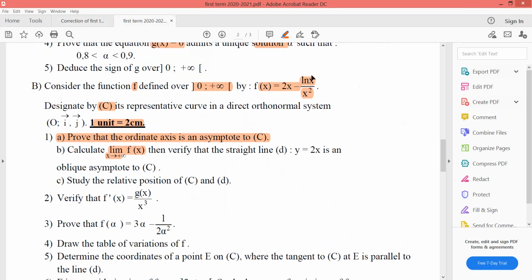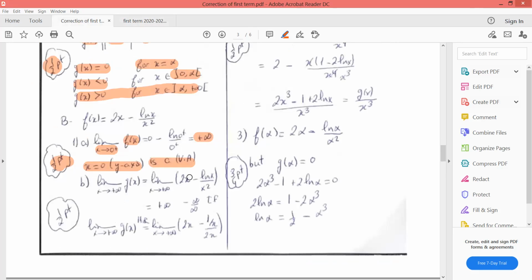Now the limit of ln x over x is 0 as x tends to infinity. Also the limit of ln x over x squared will also be 0. So we get plus infinity. So the limit as x tends to plus infinity of 2x minus ln x over x squared becomes infinity minus infinity over infinity. Ln infinity is infinity, and infinity squared is infinity. So infinity over infinity is indeterminate, so we apply L'Hospital's rule.